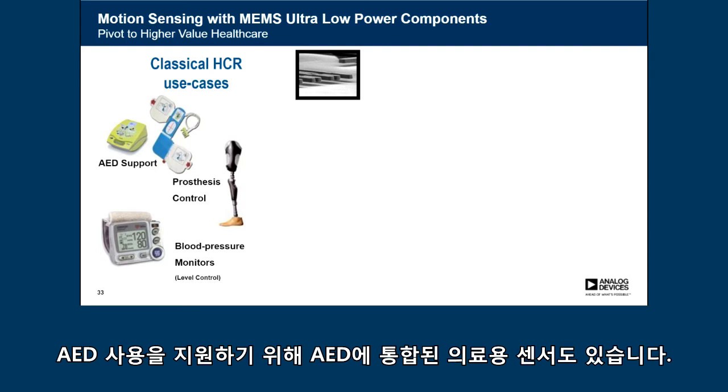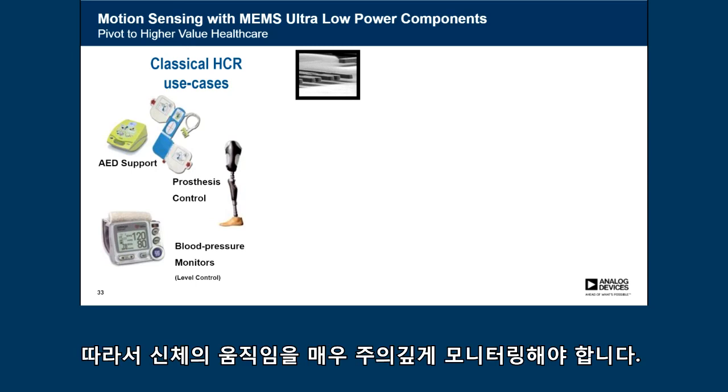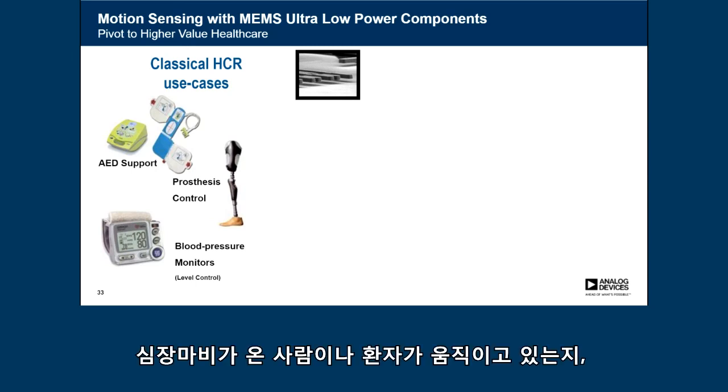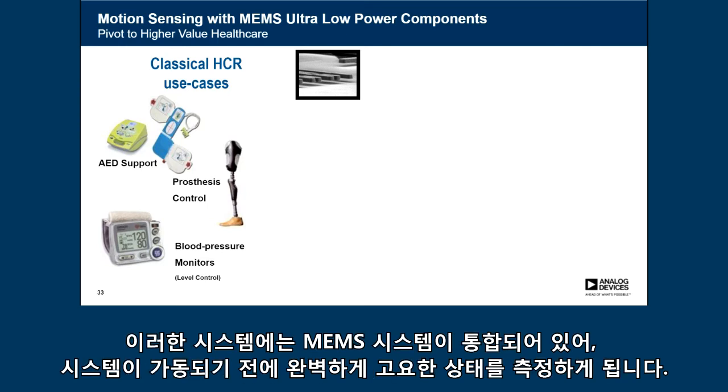But we also have MEMS sensors integrated in an AED, to support the user of the AED. First of all, you need to make sure that you do not fire when a person is still alive and moving. So you want to monitor very carefully if there is movement on the body. But you also want to monitor the movement since it might be that the person who had a cardiac arrest is not moving, but is still being touched by a rescuer. So those systems have MEMS sensors integrated to measure complete silence before they start to fire the system.